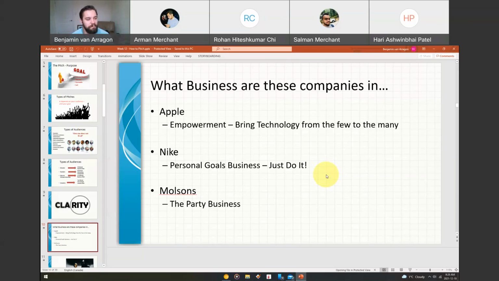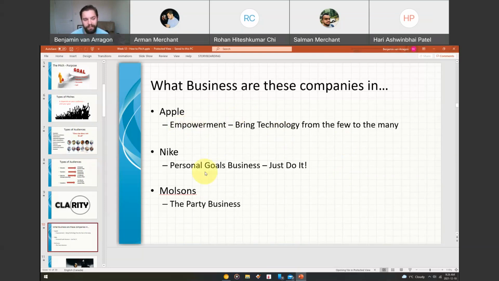Something like that, right? So think about businesses. What the business is that you're pitching to, if it's a business that you're pitching to. So obviously Dragon's Den and Shark Tank are people who are billionaires, and that'd be more of an investor pitch. Here, if you're pitching to a business and you wanted Apple or Nike to buy, you've got to think about what business the companies are actually in. So Apple is in technology, right? Bringing technology from few to many.